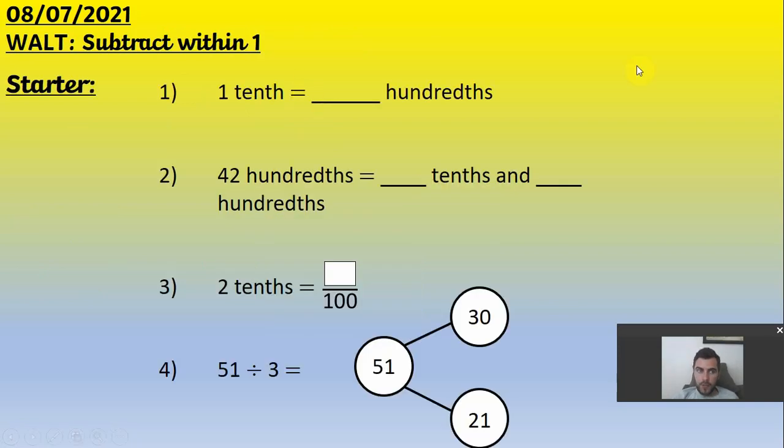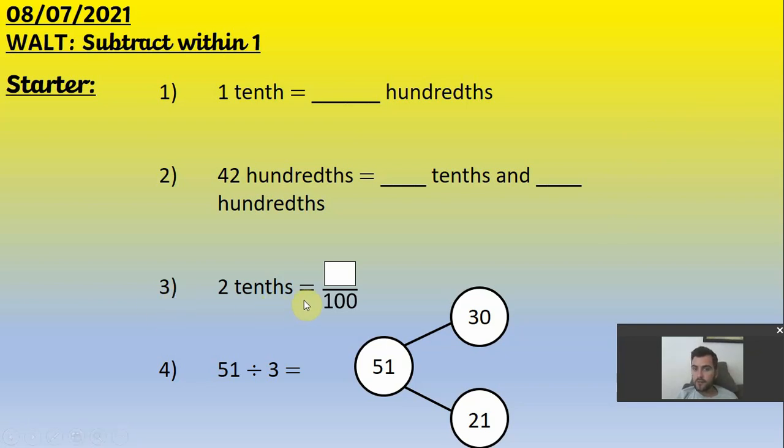So to get our brains warmed up, on your screen you'll see your starter. There are 4 questions. I'll read the questions through to you and then I'll give you a bit of time to have a go at answering them independently. So question 1, 1/10 equals how many hundredths? 42 hundredths equals how many tenths and how many hundredths? Top tip for these two, I would write them out using your digits first, okay? That will help you answer and understand these questions a bit better.